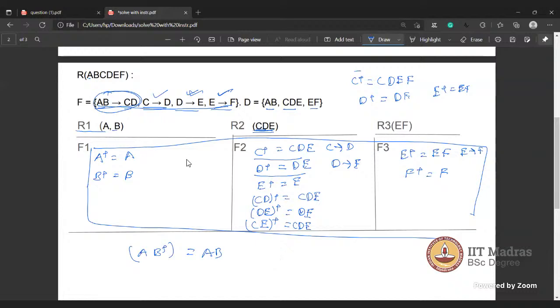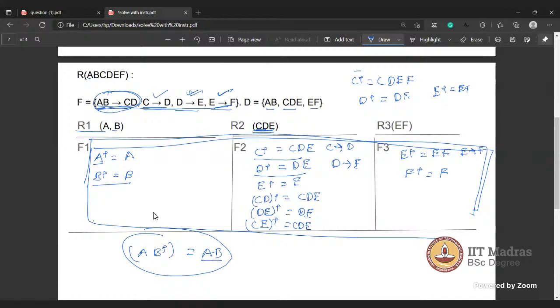Sir, I didn't get it. Okay, which part did you not get? AB closure. Okay, you have to find the AB closure with the help of this child table. So what will be the AB closure? A closure is just A, and AB will be A and B. There is nothing else. Using AB we can't find anything. Yeah. So this dependency is not preserved.